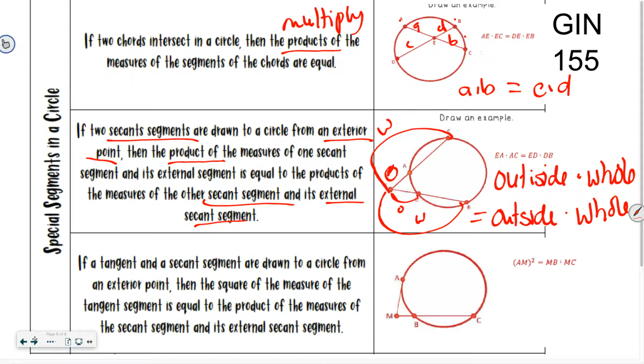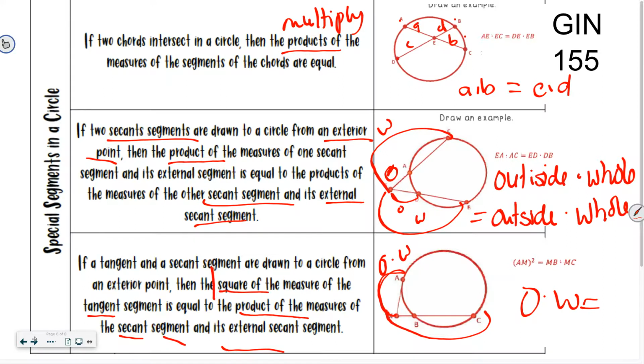The next one says if a tangent and a secant are drawn from an exterior point, then the square of the measure of the tangent segment is equal to the product of the measures of the secant segment and its external secant segment. So once again, this part is still outside times whole, but here if you notice the outside and the whole are the same number. So that's why they use the word square here, because it's the same value. Even though it's still outside times whole, my outside for this line segment is the same as the whole line segment, because remember, a tangent doesn't go inside the circle.